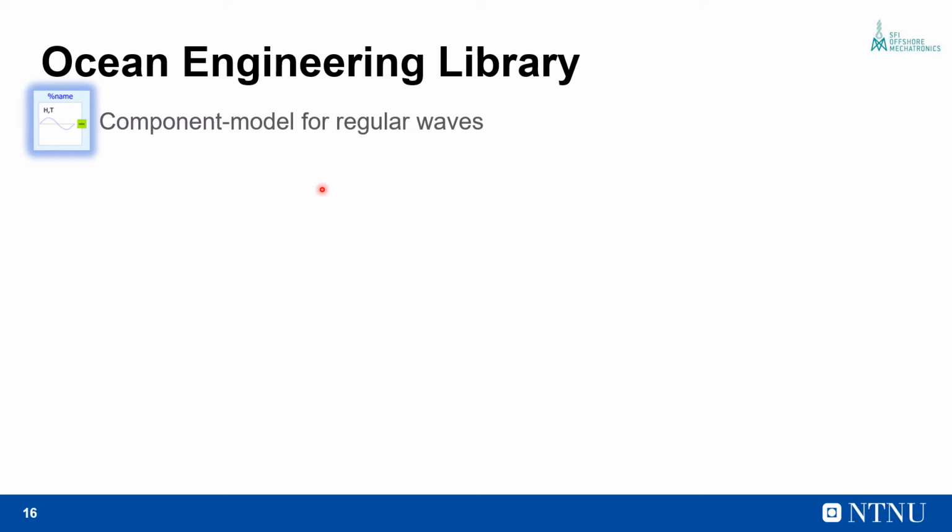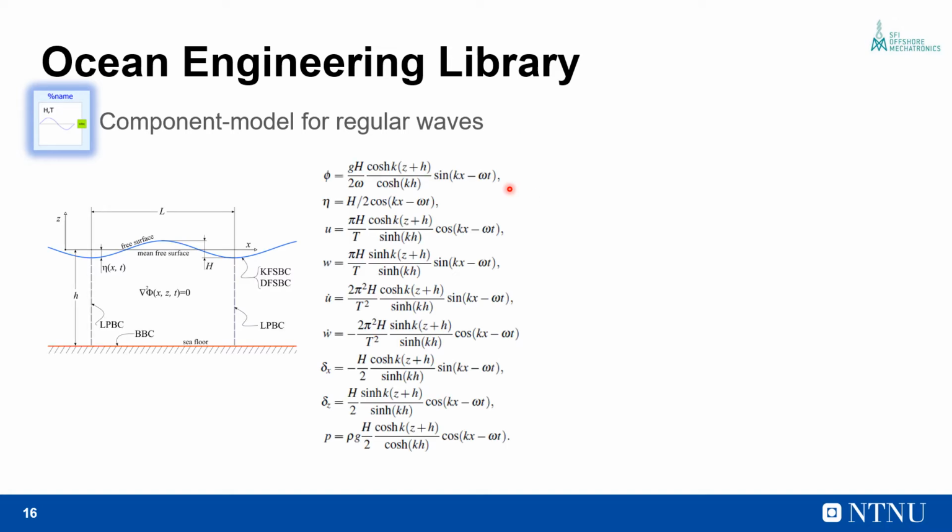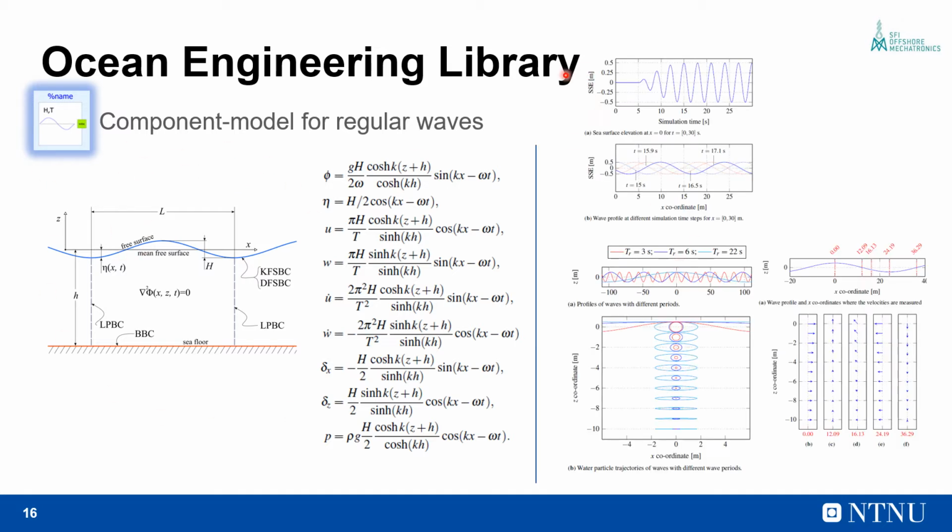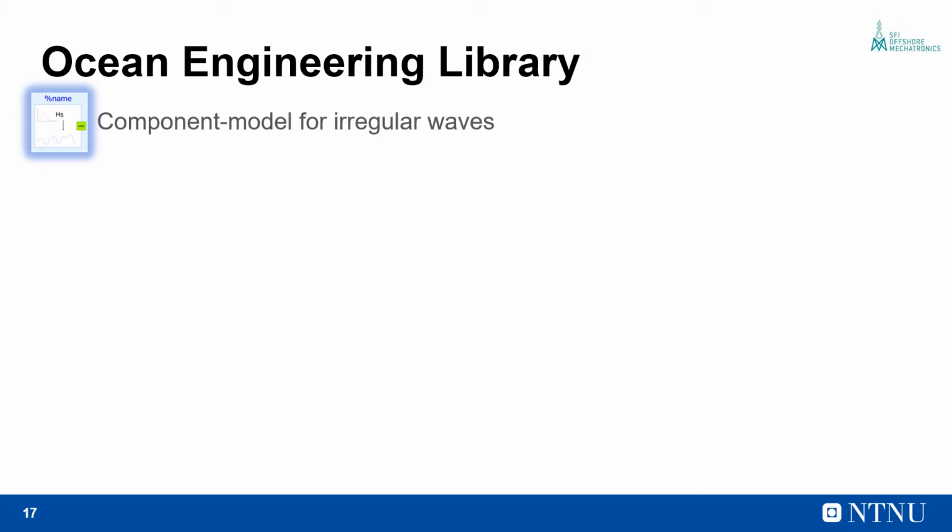We now discuss the development of component models, and first up is the component model for regular waves. In the development of this component model, we used the analytical expressions for the velocity potential and the wave properties based on the small amplitude wave theory and the solution to the boundary value problem. We present results to show that the outputs of the component model correspond to theoretical calculations.